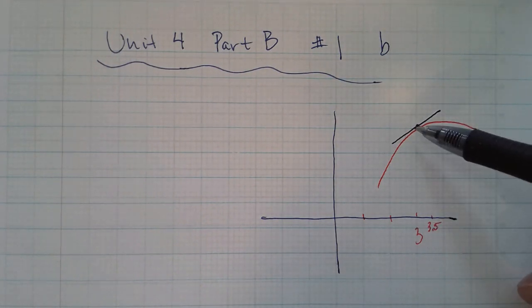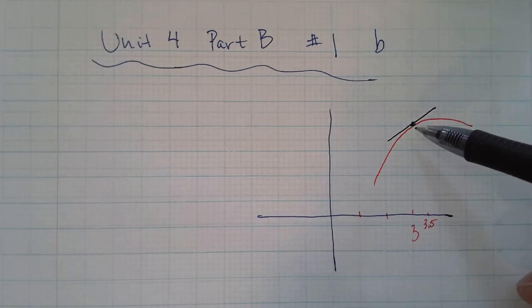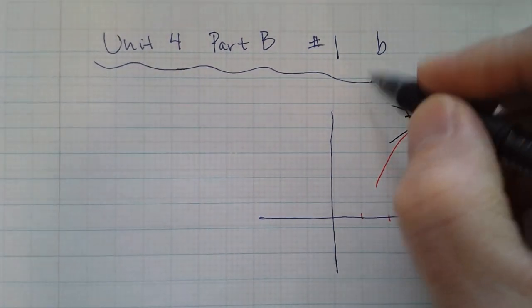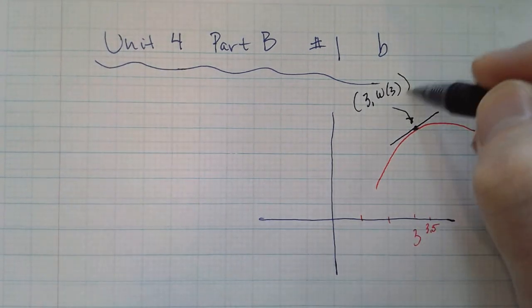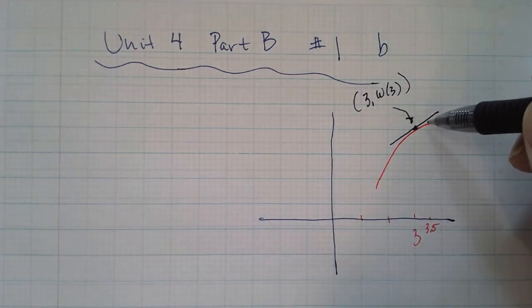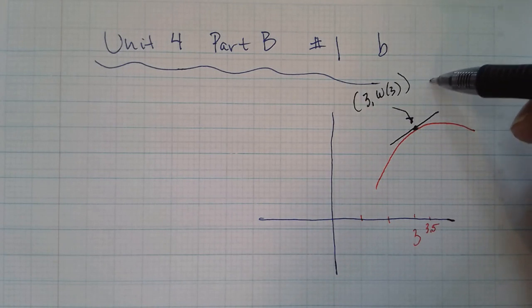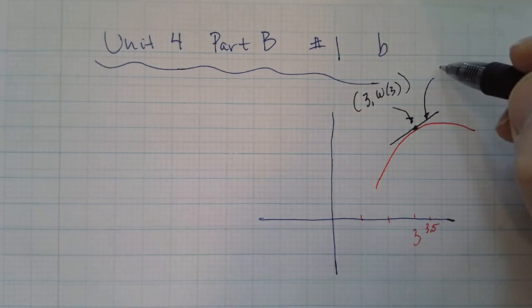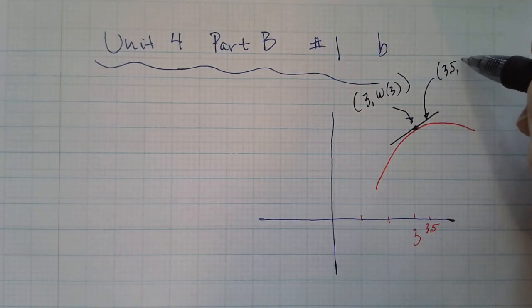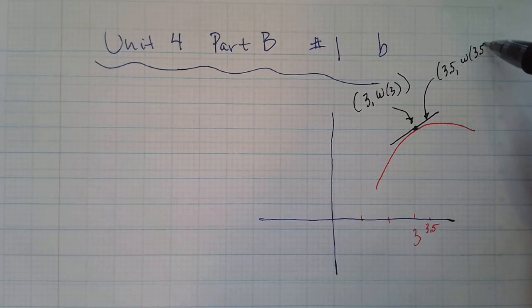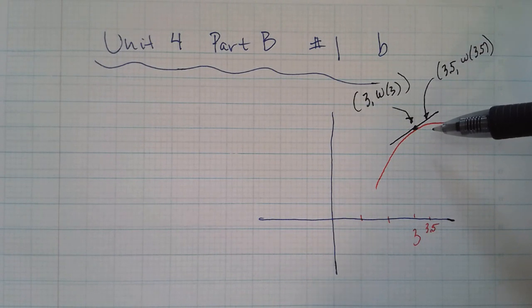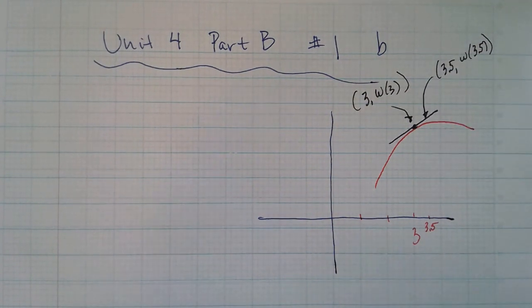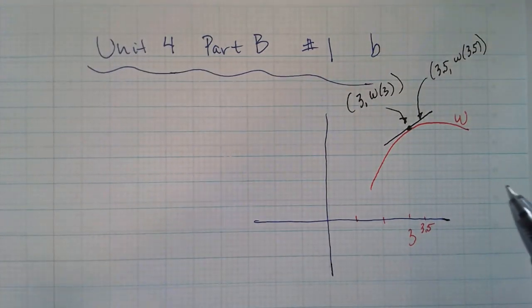So if we know what W of 3 is, this right here is 3 comma W of 3. If we wanted to approximate W of 3.5, which is right here, so this is 3.5 comma W of 3.5, whatever you get is going to be more than what W actually is, because W is what's in red right here. This is W. All right, so that's significant.